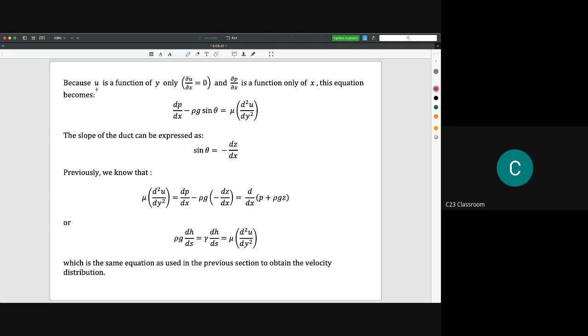Okay, so because u is a function of y only, the du/dx is equal to 0, as I explained previously. So there is no increment of u along the x-axis, and p is a function of x. So this equation can be simplified to this one, and then we substitute the value of sine theta with dz over dx. dz over dx was also explained previously. And then we could rearrange this one to get this term.